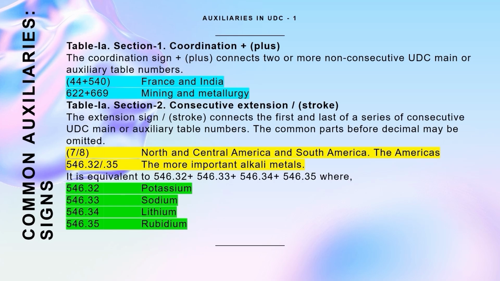So no need to give the full class number, that is 546.32 stroke 546.35. Just delete the common part of the class number before the dot or decimal. So 546.32 stroke 0.35 is basically equivalent to 546.32 plus 546.33 plus 546.34 plus 546.35. But you will give 546.32 stroke 35.